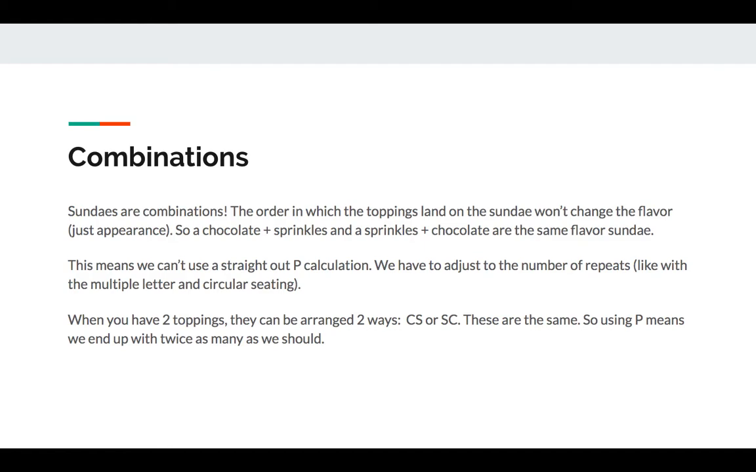Now, if you have 2 toppings, there are only 2 ways you could arrange 2 toppings and have it be the same. So like chocolate with sprinkles and then sprinkles with chocolate. 2 ways of writing the same combination. So if I use P, I end up with twice as many because every one of those could be written 2 ways.